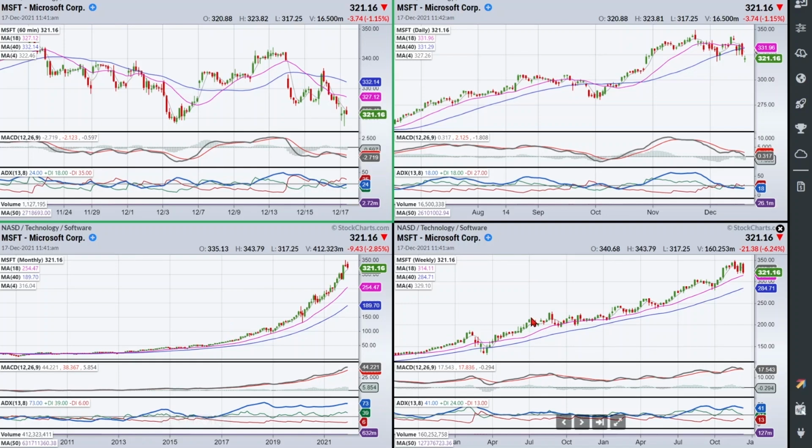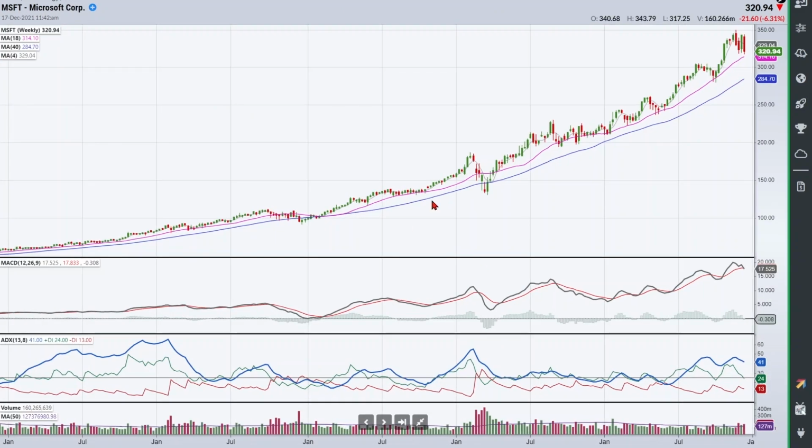If you understand that each time frame has its own trend and its own momentum, then we have a pretty big advantage if we're looking at 4 different time frames at the same time. So I wanted to make sure I started with that. But let's go ahead and just focus in on the weekly chart right now.